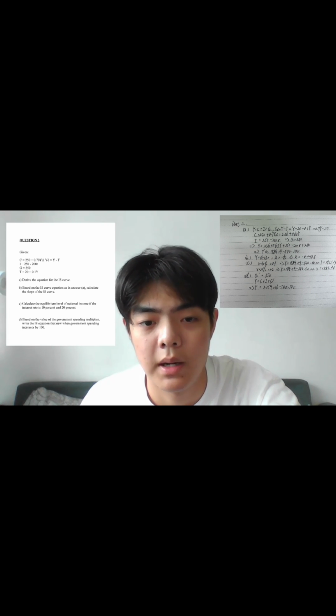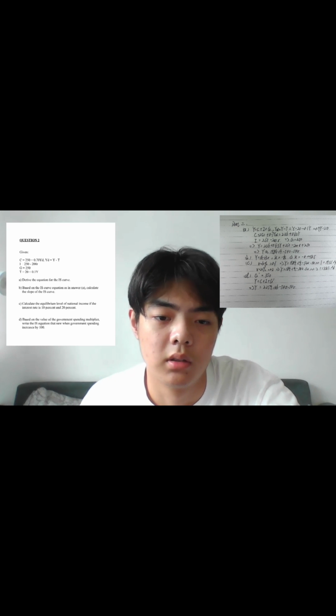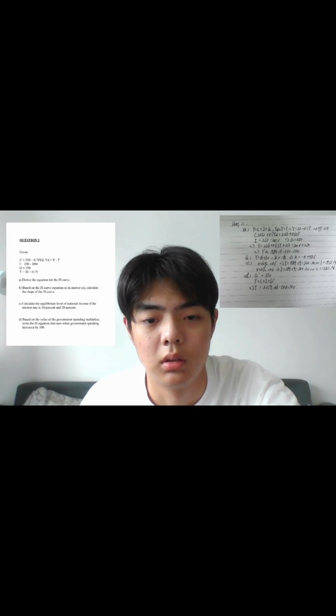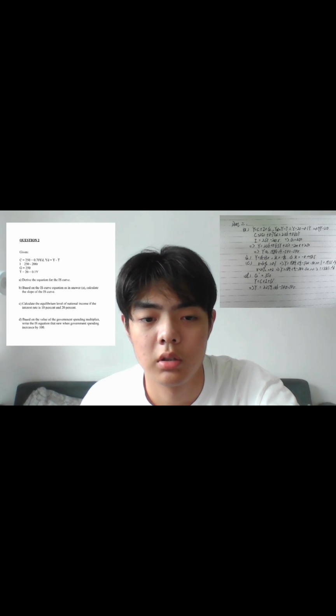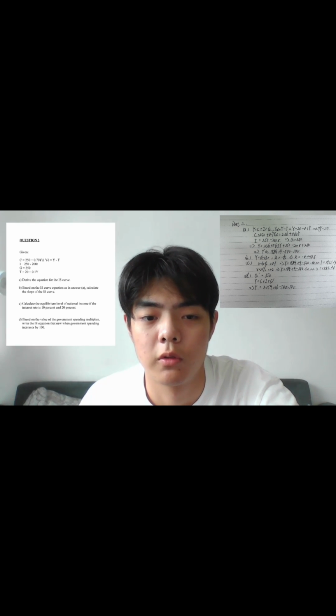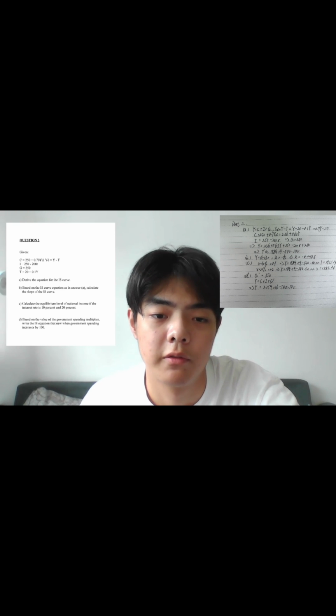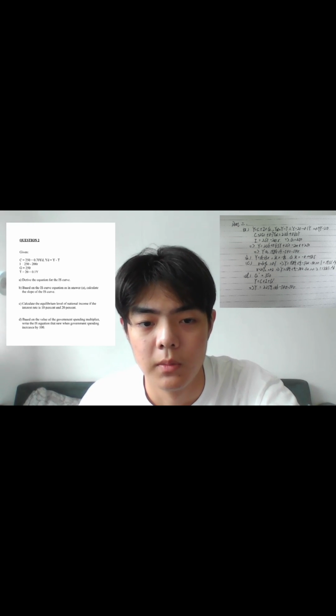About question B, for the IS curve we know Y equals A minus BR, so we can look at R, which is minus 514.554.